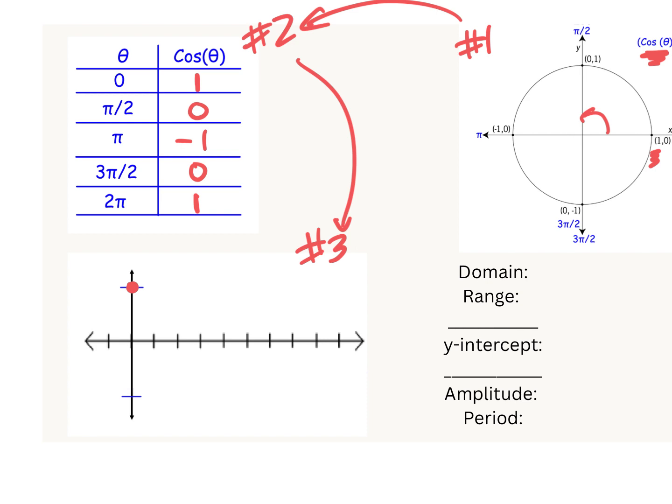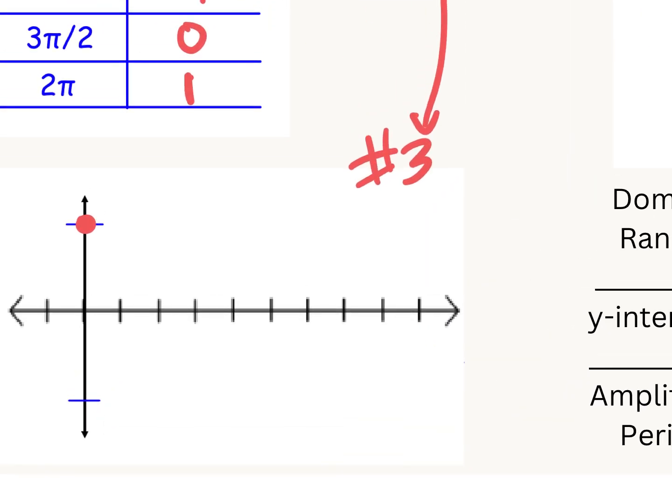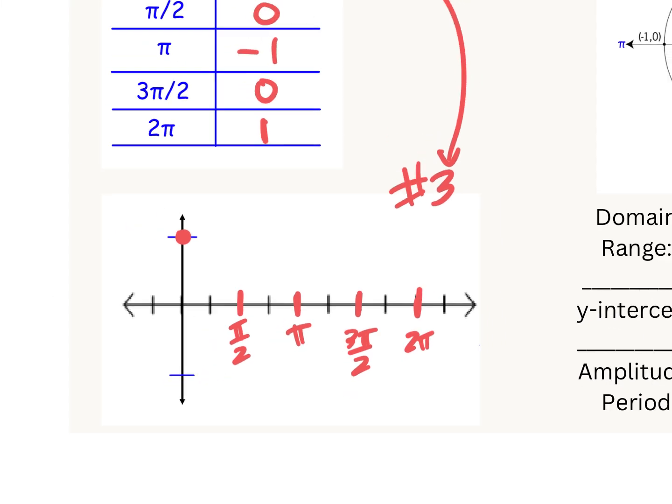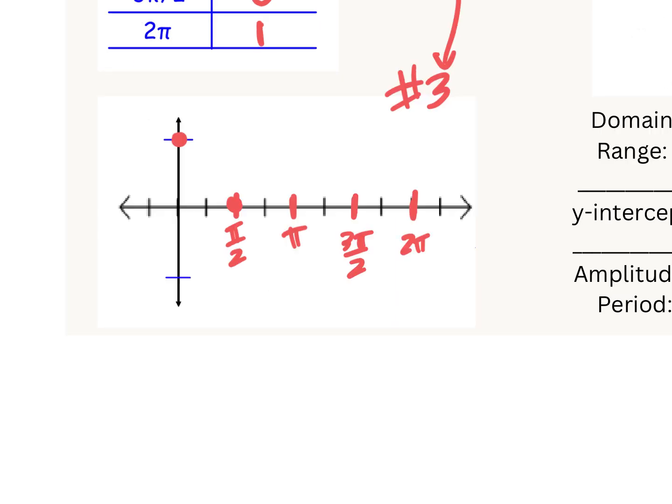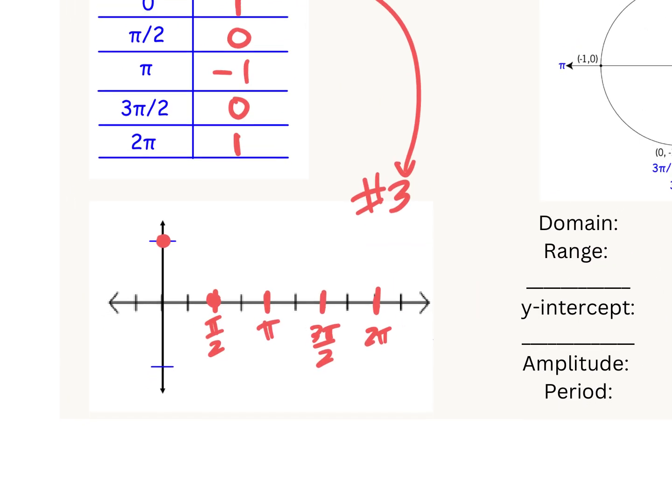So I'm going to graph those points. Make sure you graph, or label rather, your x-axis. I'm going to label those as my quadrantal angles, pi halves, pi, 3 pi halves, and 2 pi. And I'm just going every other notch, as you can see. You can label them technically however you want, but that's just how I'm going to do it, so that's how I expect you to do it. And then you're going to graph these points. So (0, 1), (pi halves, 0), (pi, -1), (3 pi halves, 0), and then (2 pi, 1).